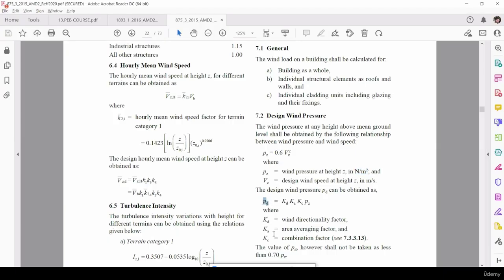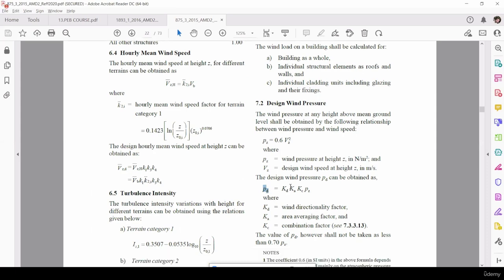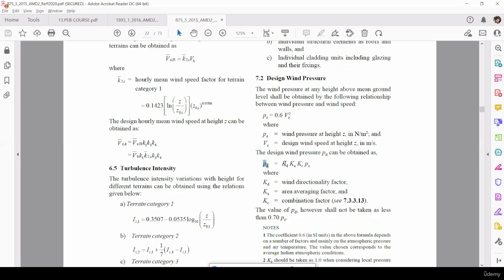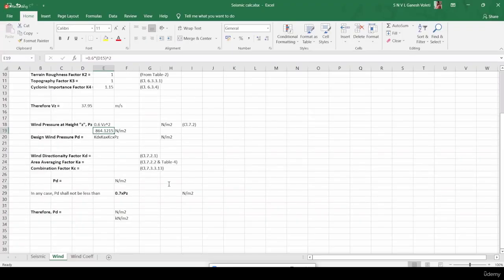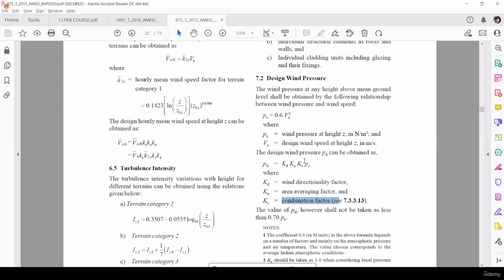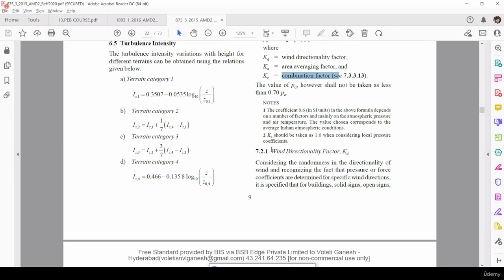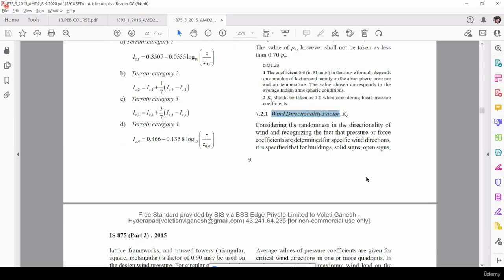So let's calculate the design wind pressure Pd. In this class itself, they have mentioned Pd is equal to Kd, Ka, Kc into Pz. So what are these Kd, Ka, Kc? Kd is the wind directionality factor. Ka is the area averaging factor. Kc is the combination factor. According to clause 7.2.1, the wind directionality factor is here.